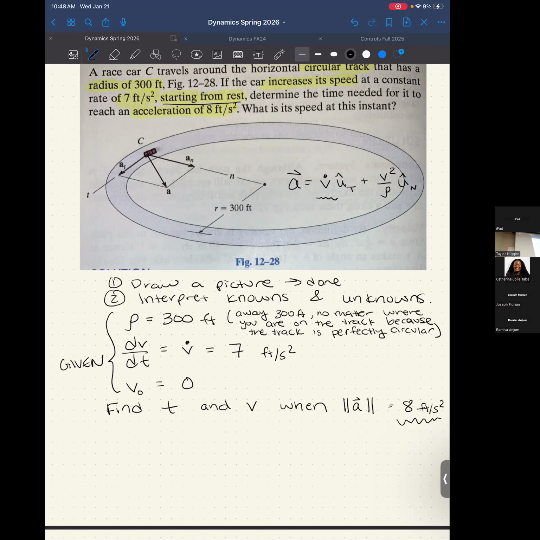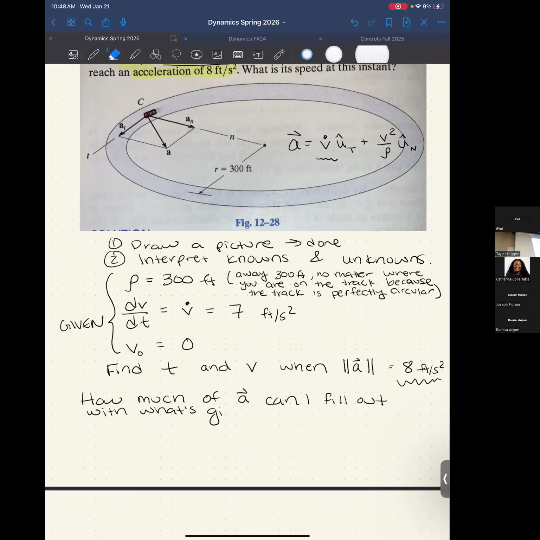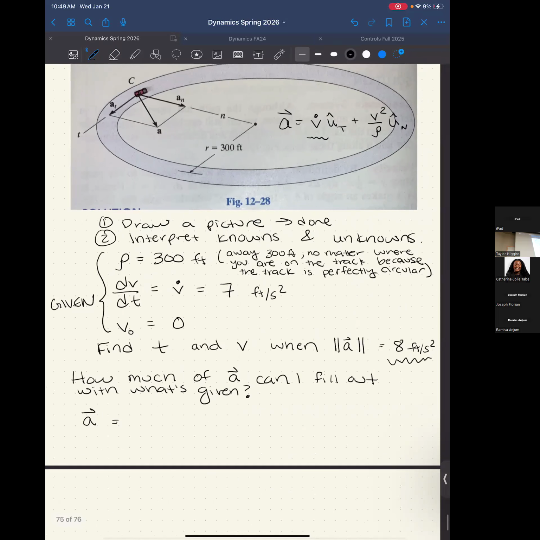All right, I'm gonna take over here. My very first question after writing my givens would have been something along the lines of how much of the A vector can I fill out with what's given? So I would have done something like this. I'd have said, all right, the way it sits now, I can write A is equal to 7 U hat T.